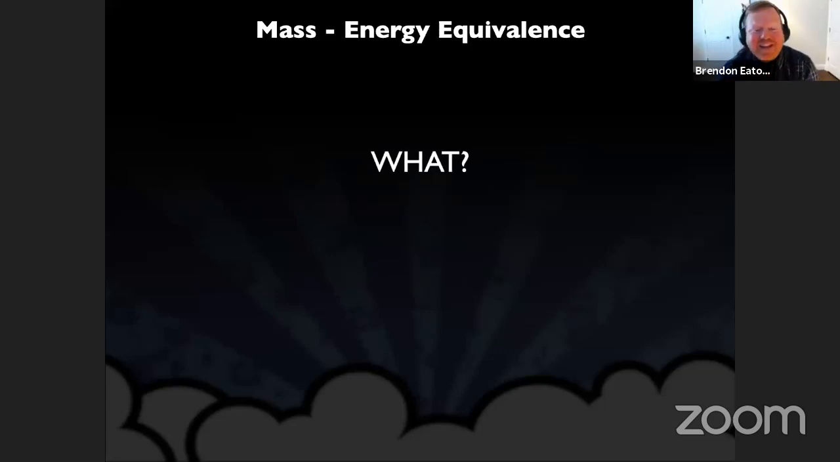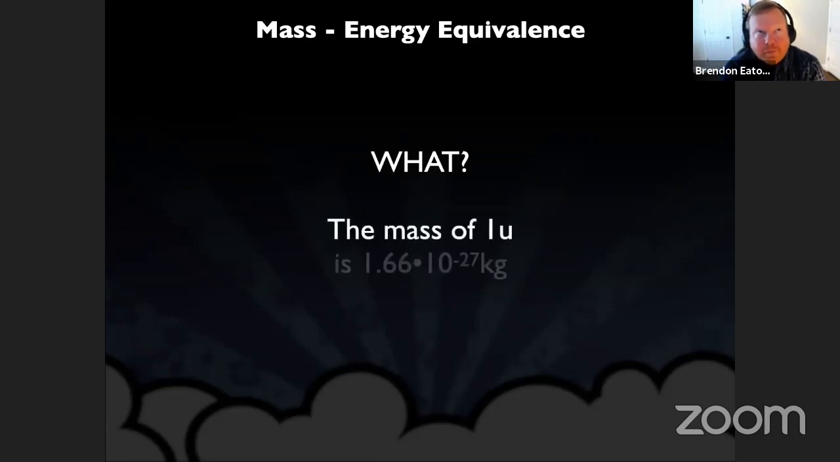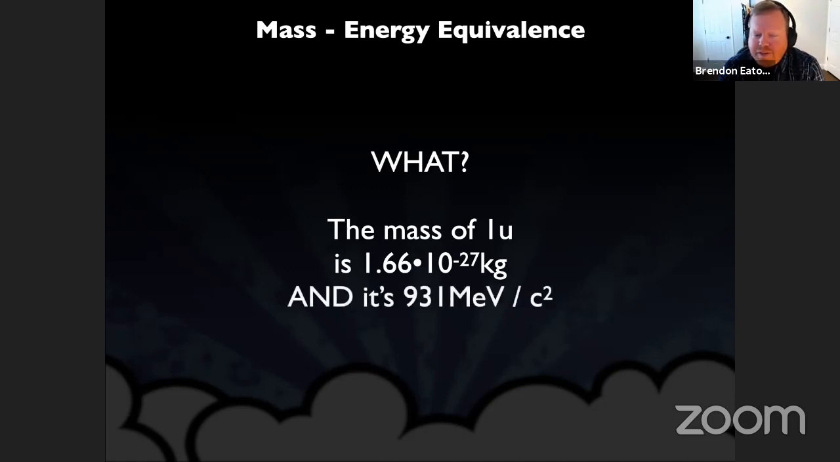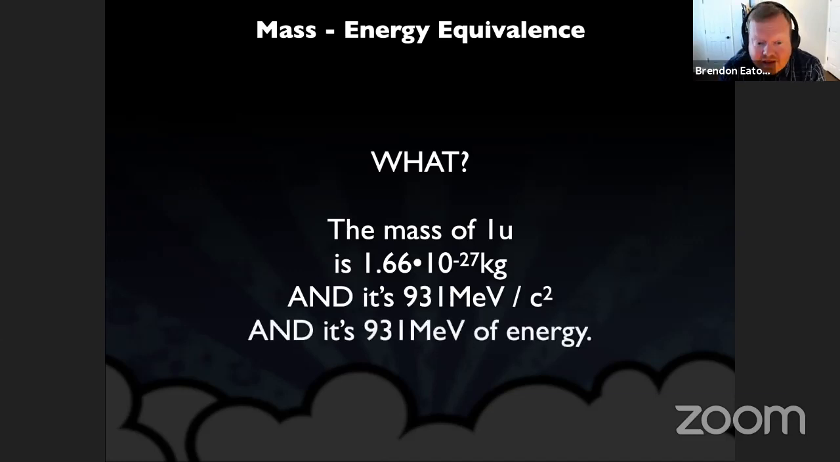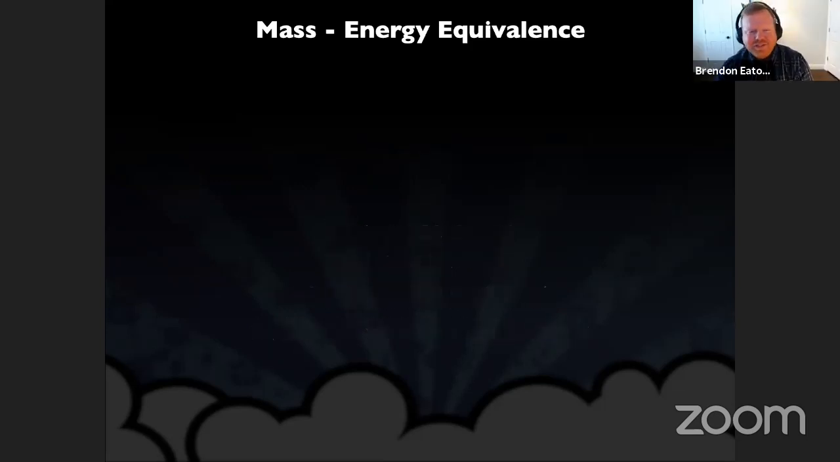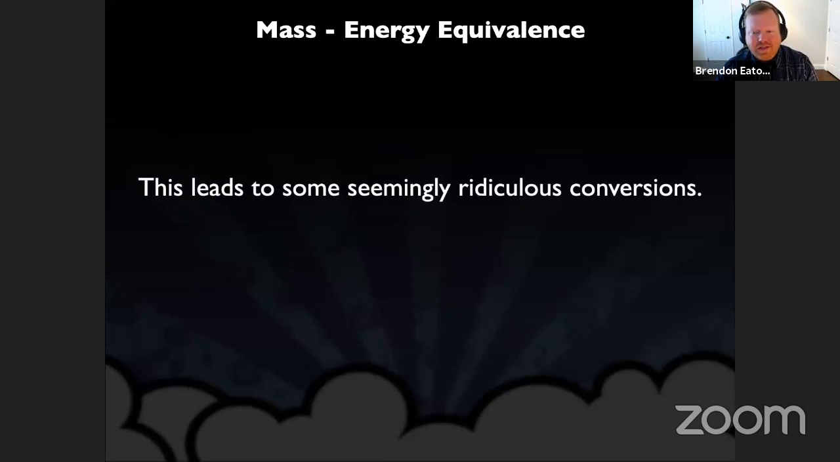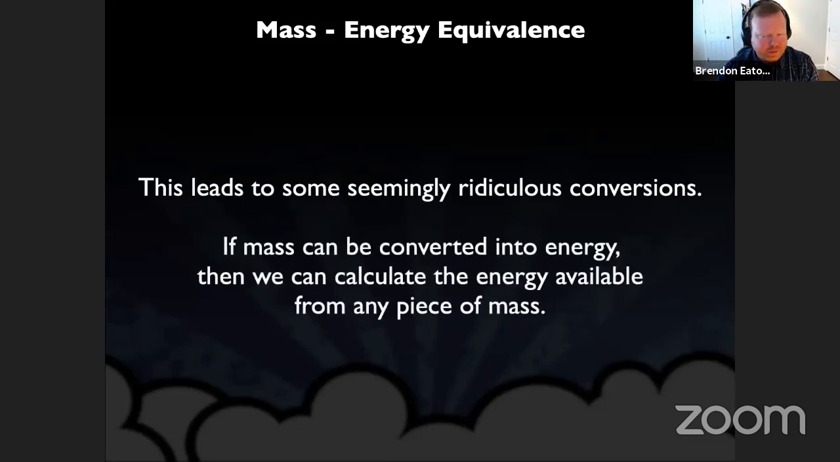So the mass of 1 AMU is 1/12 of the mass of a carbon-12 atom, which is 1.66 times 10 to the negative 27th kilograms. But we just said that it's also 931 mega electron volts per C squared, and it's 931 mega electron volts of energy. So you're saying that mass in kilograms can be converted to mass in a unit of MeV per C squared, and MeV is energy? That's exactly what we're saying. So it really just leads to ridiculous conversions, but they come out to be pretty useful later on.